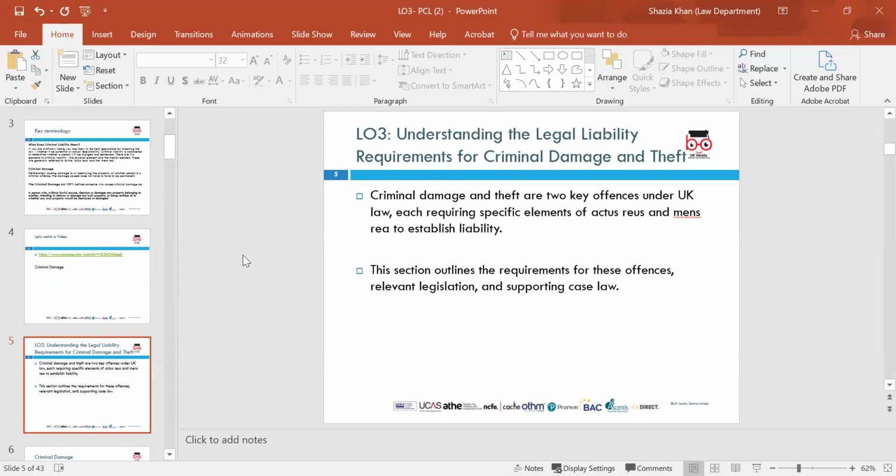So for criminal damage, the defendant must have intentionally damaged another person's property. The defendant must have lacked a lawful excuse. And prosecutors in criminal damage must prove the defendant intended to cause that damage.